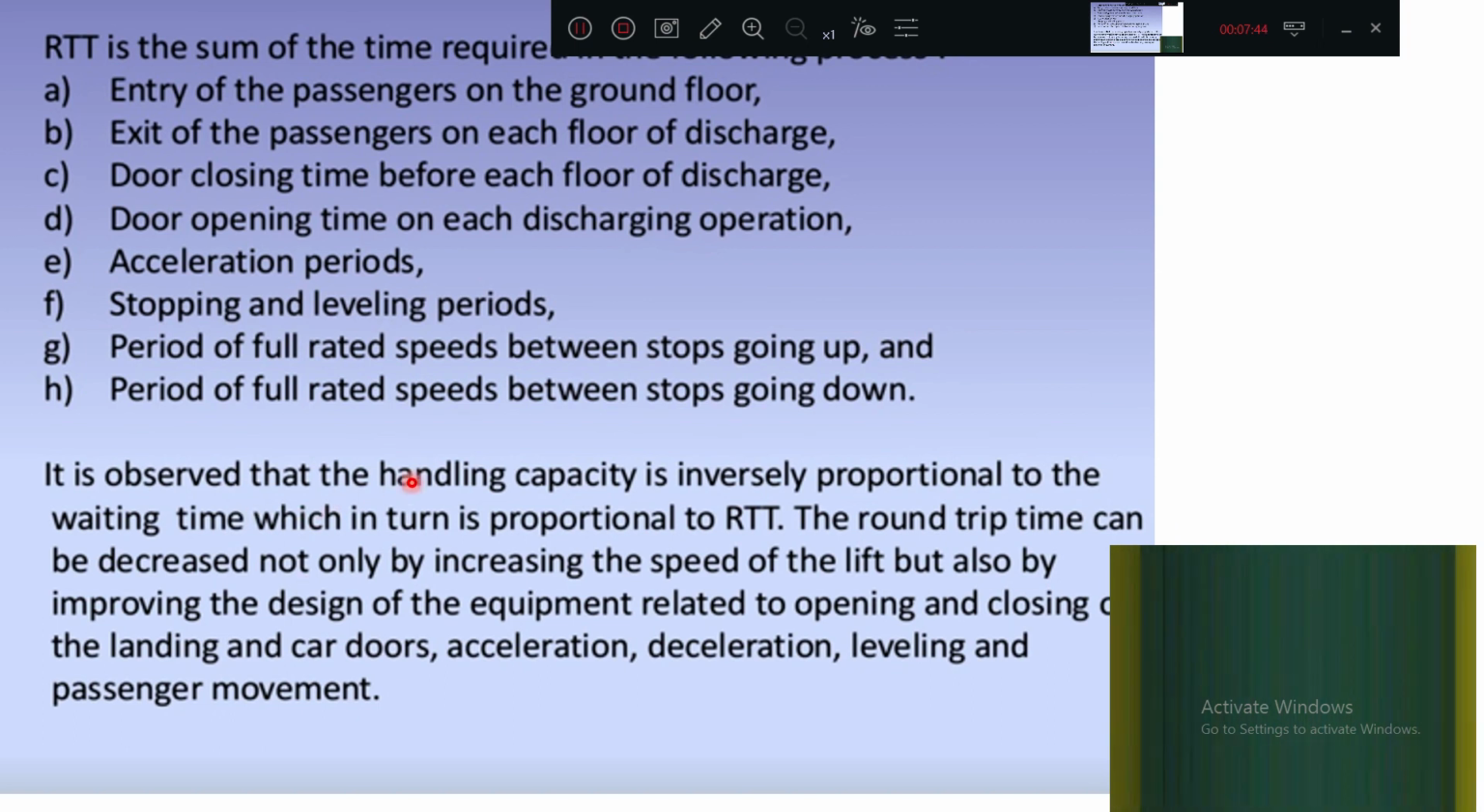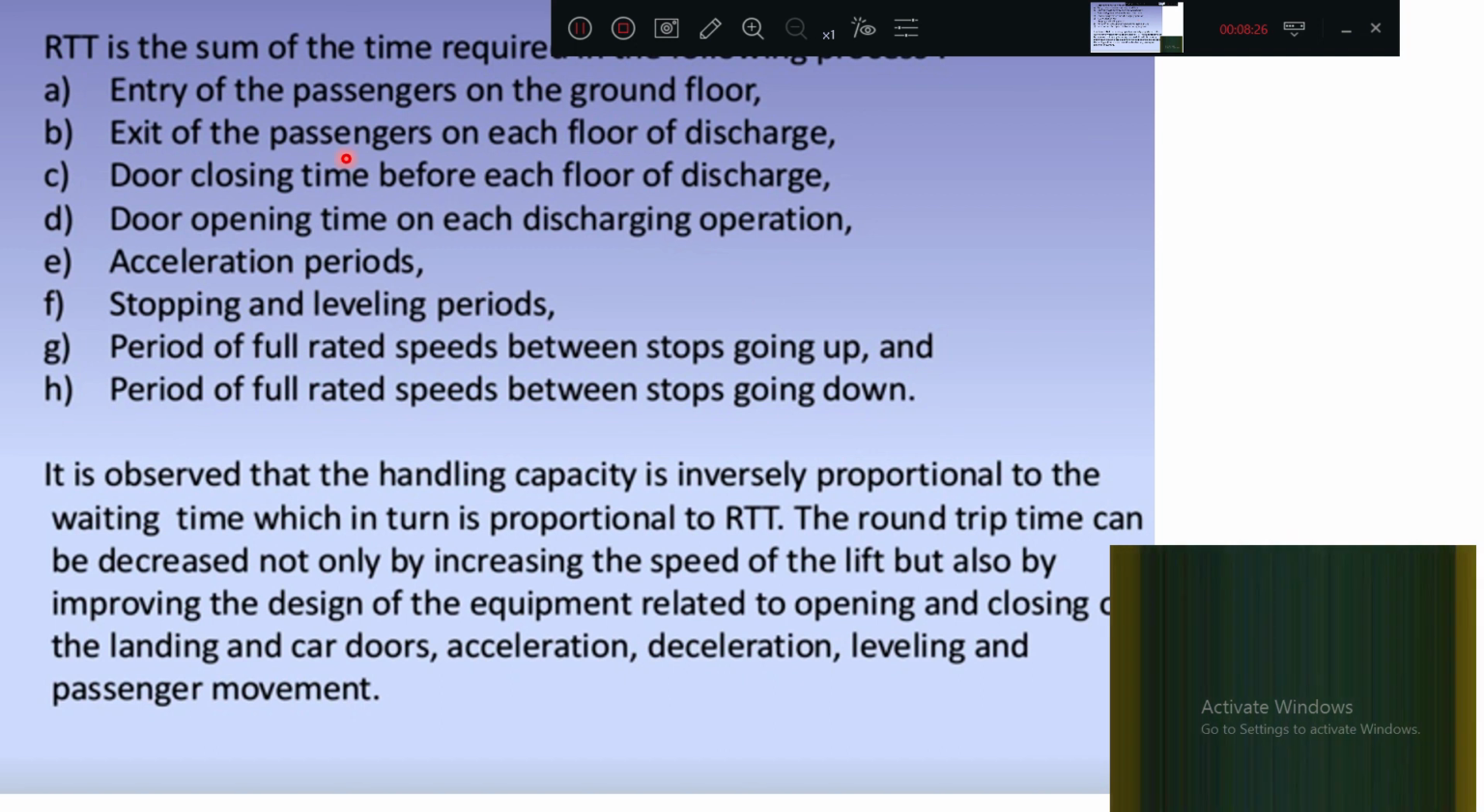It is observed that H, handling capacity, is inversely proportional to the waiting time, capital T, which in turn is directly proportional to RTT. So the round trip time can be decreased not only by increasing the speed. If you increase the speed, it will take lesser time, no? But also by improving the design of equipment related to opening and closing of landing and car doors, acceleration, deceleration, leveling, passenger movement.